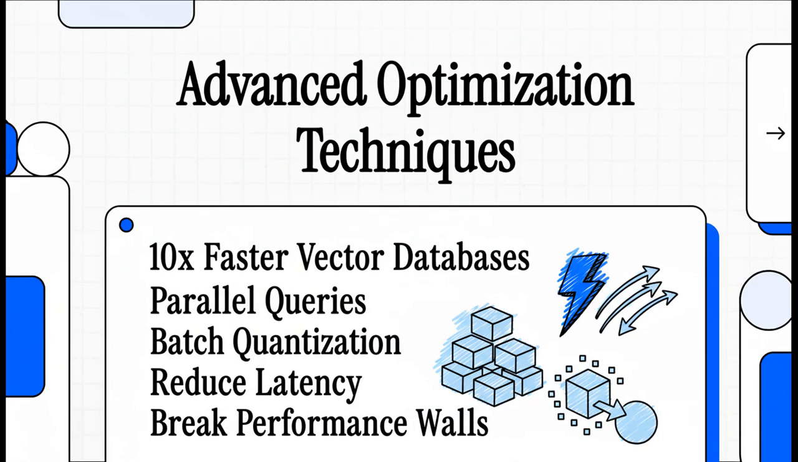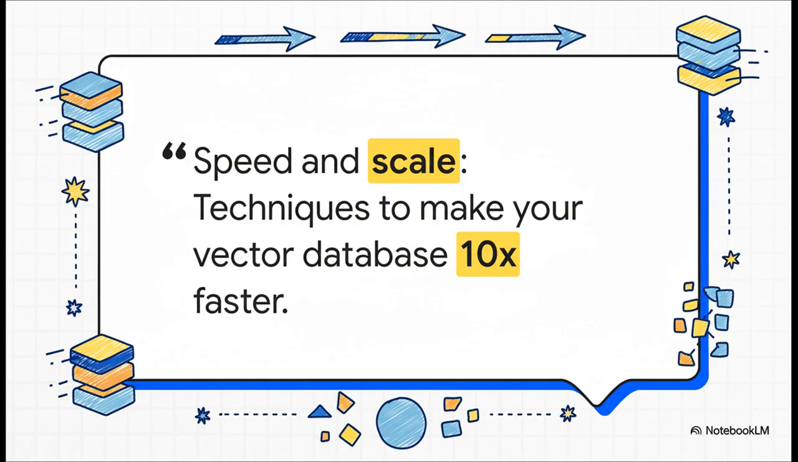Hey everyone, let's talk about something that can absolutely kill even the most amazing AI application: speed. If you've ever built something incredible, only to watch it lag and frustrate people, then you know exactly what I'm talking about. Today we're going to dive into some powerful, practical ways to tear down those performance walls and make your applications fly. Now, our source material makes this really bold promise: techniques to make your vector database 10x faster.